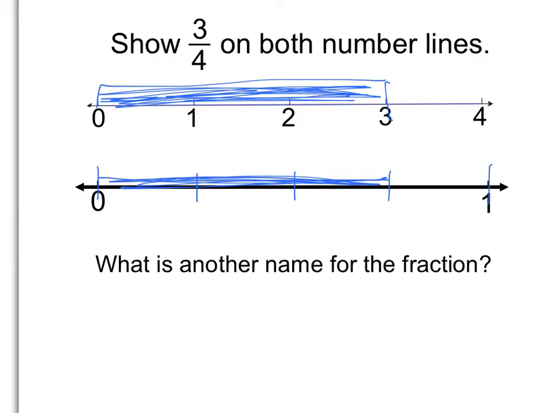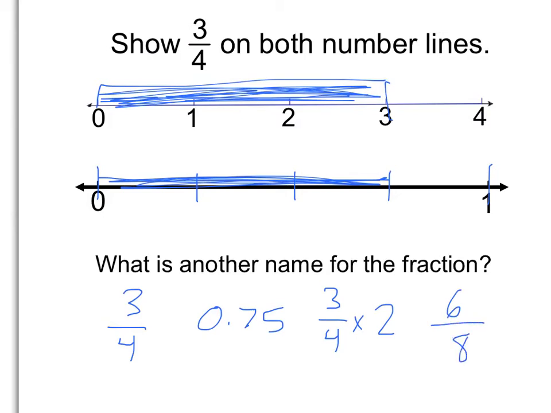What's another name for this fraction? Well, we could call 3/4 a decimal of 75 hundredths, like we said on the other page. We could call 3/4 a different fraction by multiplying the top and the bottom by something. Anything. How about we use 2? So I take 3 times 2, and I get 6, and I take 4 times 2, and I get 8. There's another way to name 3/4.